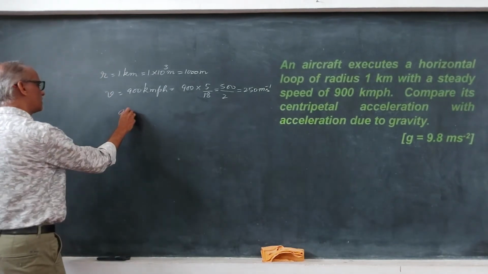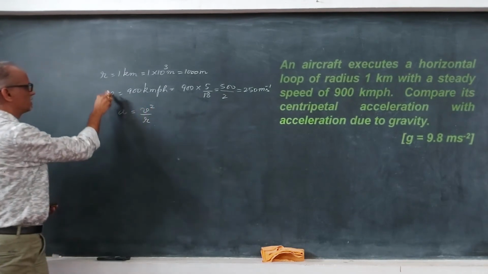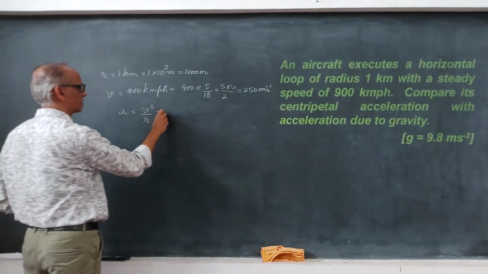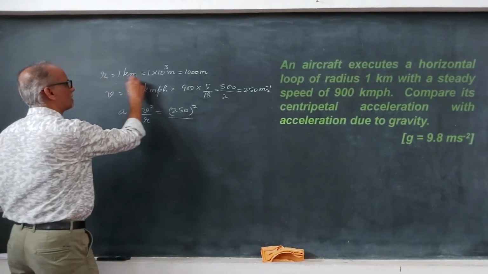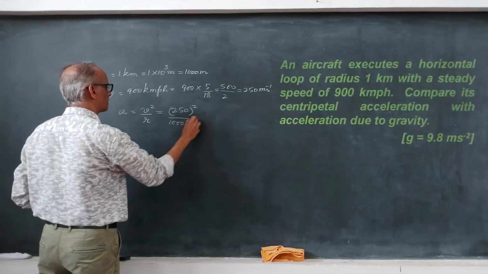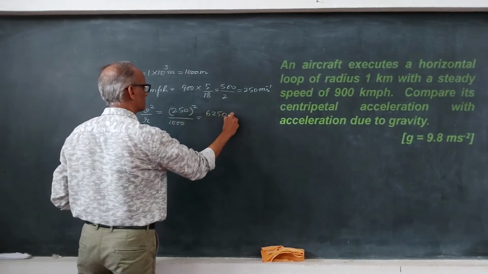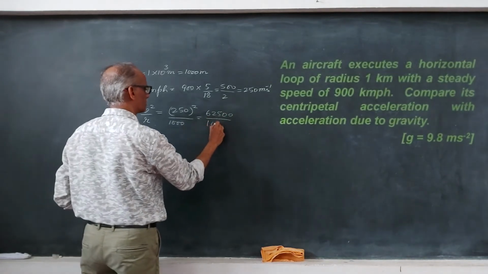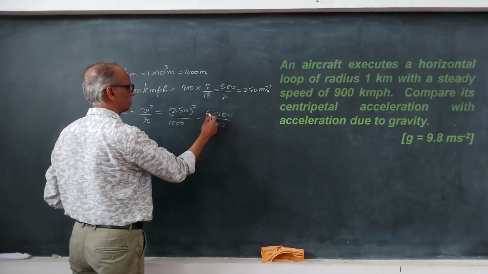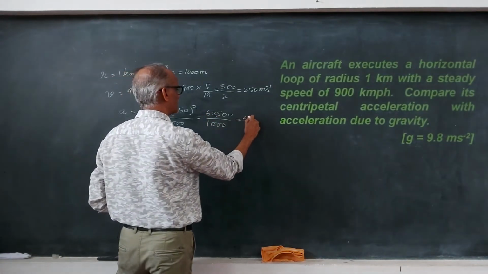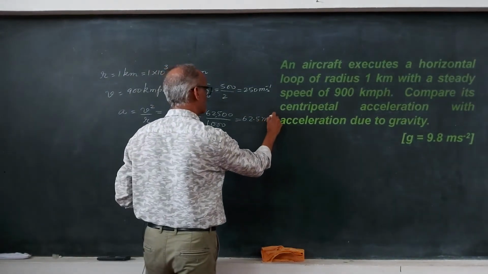Compare its centripetal acceleration with acceleration due to gravity. So first we'll find the value A. A is equal to v square by R, because v and R are given, that's why I'm using v square by R. It's 250 square by R, which is 1000. 25 square is 625, and then 00 divided by 1000. So this is 62,500 divided by 1000 will be 62.5. So that will be the acceleration, in meter per second square.